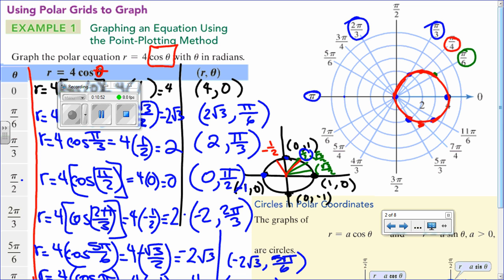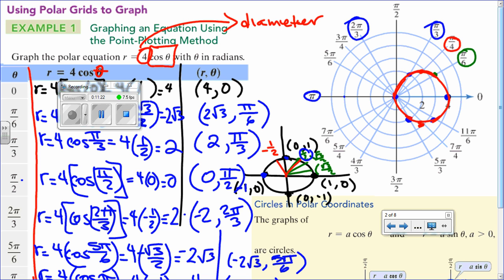Now, since we had a 4 here, do you guys notice anything about the graph in the 4? Can you tell me? It's a circle. It ends at 4. So if it starts at 0 and ends at 4, what is that line called? The diameter. So yes, this number will give you the diameter.